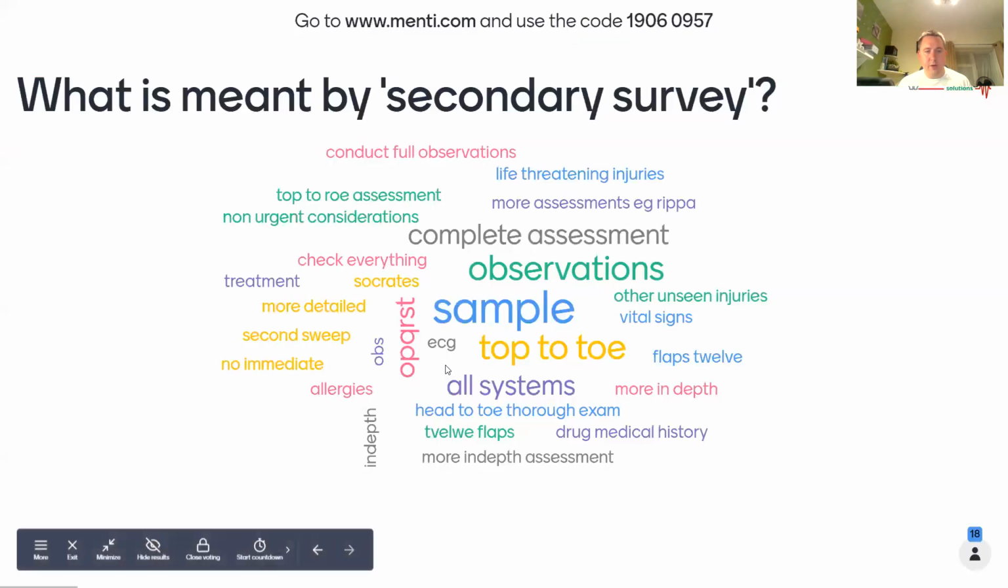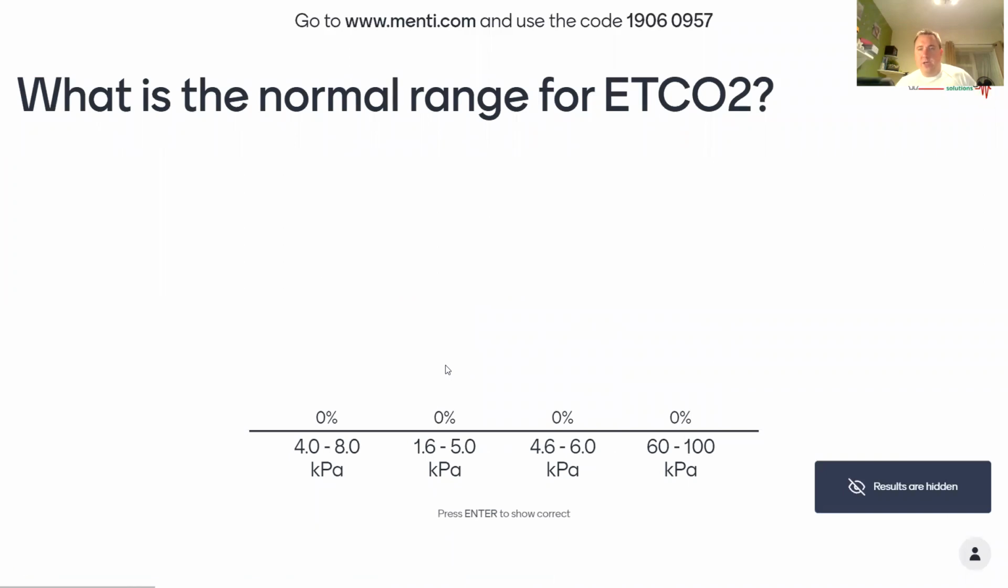The computer catches up. There we go. So I've mentioned end-tidal carbon dioxide, just for a little quiz moment there. Who can answer this correctly? Let's see if we can get half of you voting. What's the normal range for end-tidal carbon dioxide, the amount of carbon dioxide in the air that we breathe out in a healthy adult? Okay, healthy adult, nothing else going wrong. 4 to 8, 1.6 to 5, 4.6 to 6, or 60 to 100. What is the normal range for a healthy adult? Just give everyone a few minutes.